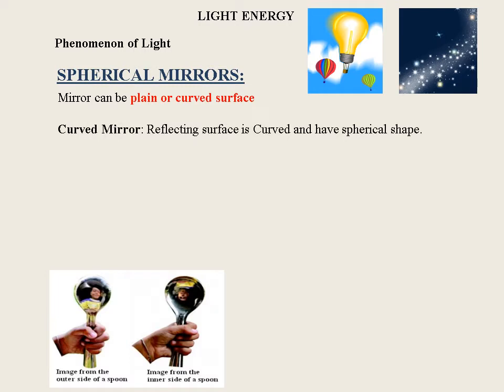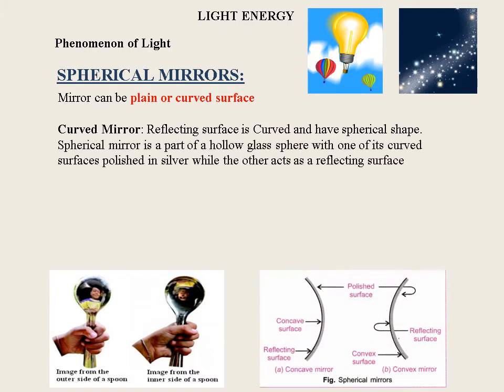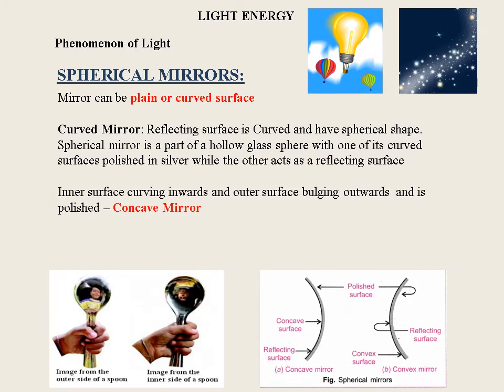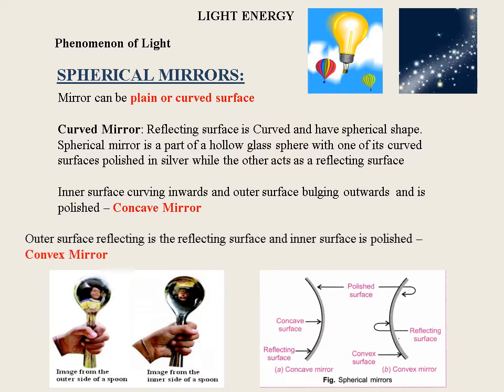The most common type of curved mirrors have spherical shapes. Such mirrors are called spherical mirrors. A spherical mirror is a part of a hollow sphere with one of its curved surfaces polished in silver while the other acts as a reflecting surface. A spherical mirror whose inner surface curving inwards is the reflecting surface and the outer surface bulging outwards is polished is called a concave mirror. A spherical mirror whose outer surface is the reflecting surface and inner surface is polished is called a convex mirror.